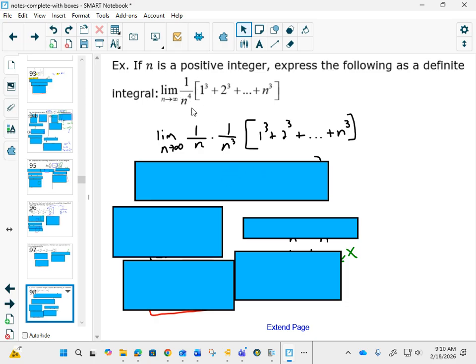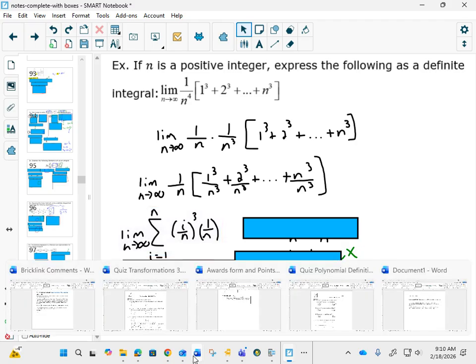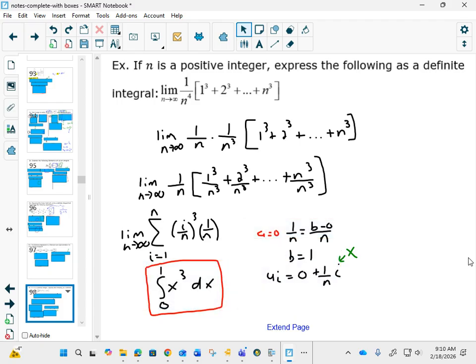So I have a 1 over n to the 4 here. And our change of x is always something over n. So see how I broke up that n over 4 to be 1 over n and a 1 over n cubed? That 1 over n cubed could get distributed to each one of those. And then my summation looks like that.